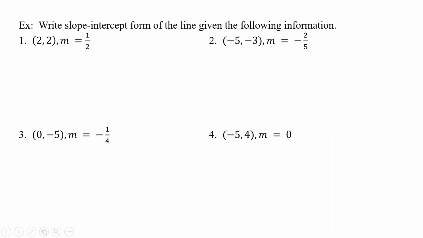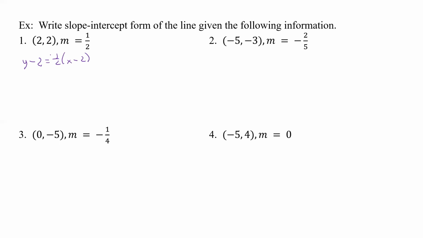So here we want to write the slope-intercept form of the line given the following information. Well, here we've got a point and a slope. Well, we don't have the intercept though. So what we're going to do is we're going to say, okay, well, we have y minus y1, which is 2, equals m, 1/2, times x minus x1, which is 2.